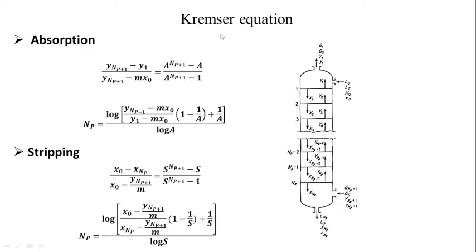So here we can see the Kremser equation for the absorption process. This is the absorption tower. Here NP represents the tray number. NP plus 1 is the vapor coming from the NP plus 1 tray, and mx0 is the mole fraction of solvent. So this is the Kremser equation. We take log on both sides and obtain NP as this one. For stripping also we have a Kremser equation. Here, instead of the absorption factor, we use the stripping factor, S.